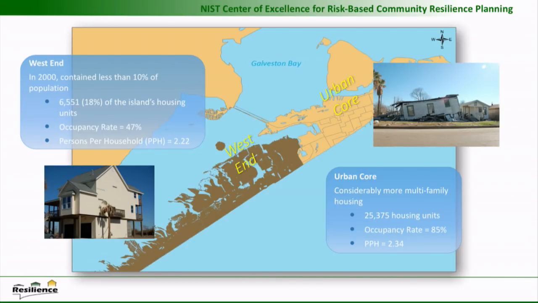The West End is much less densely developed, is a vacation area, and is characterized by seasonal rentals and second homes. The nature of the housing stock is quite different, as you can see, with the urban core characterized by lower quality and older housing stock that is only elevated minimally, if at all, while the West End is characterized by higher-end vacation homes that are often highly engineered to be resistant to both wind and surge.